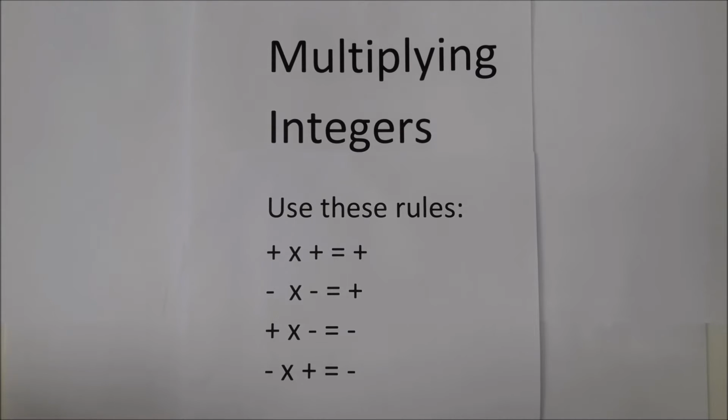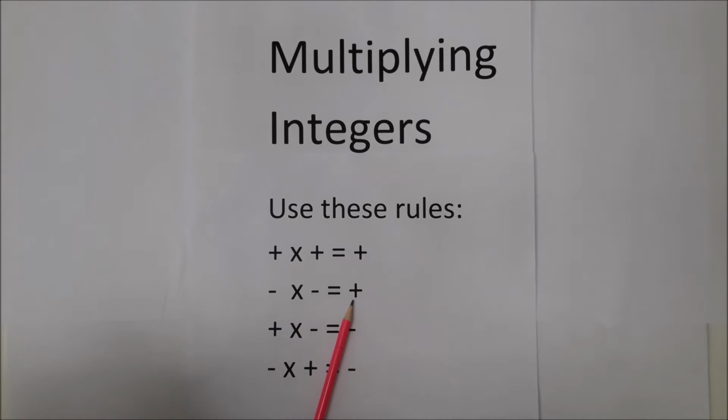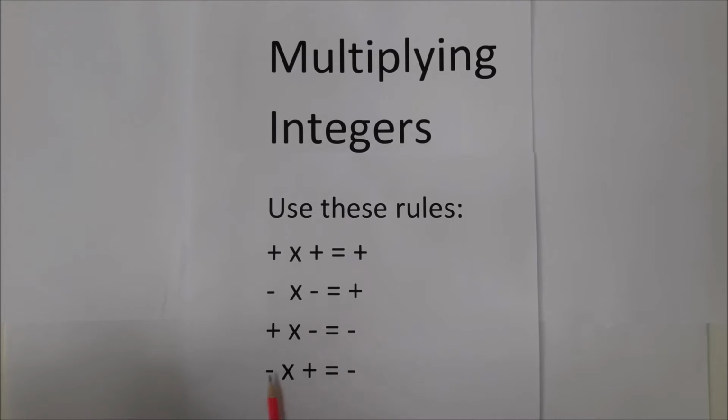Now let's look at multiplying integers, Rafaela, and we will be using these rules. So I need you to read the rules. Positive times positive equals positive. Negative times negative equals positive. Positive times negative equals negative. And negative times positive equals negative. So you can get two positives and two negatives. Now this is different than when you are adding or subtracting. So try not to get confused with them, and I'm going to give you some examples to help you.